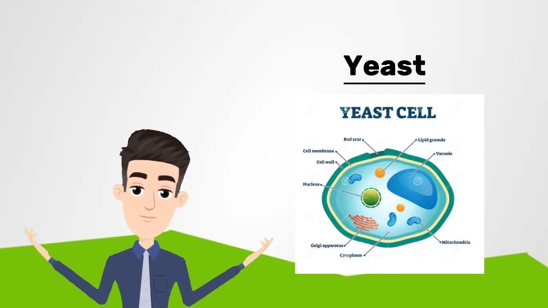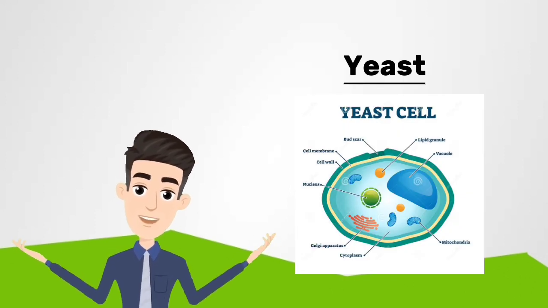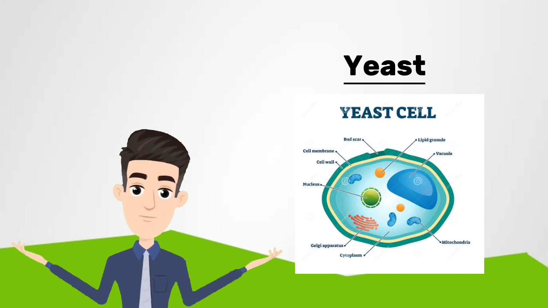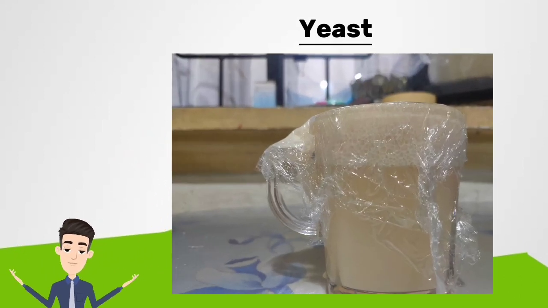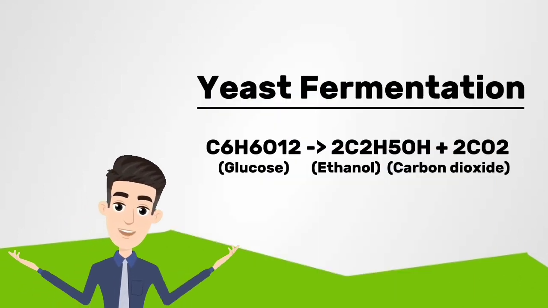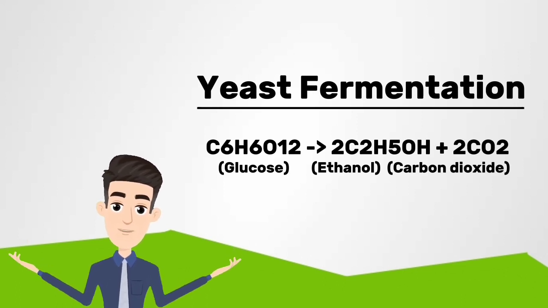In this experiment, yeast is a living organism that uses carbohydrates or sugar to produce energy and release excess carbon dioxide. We can observe the production of carbon dioxide when the mixture creates foam that rises inside the glass. This process is also known as yeast fermentation, where yeast converts glucose into ethanol and excess carbon dioxide. It also generates the energy for the yeast to survive.